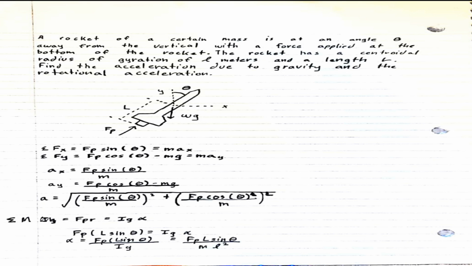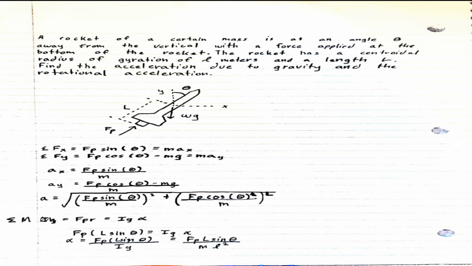For the rotational acceleration, use the radius of gyration to find the mass moment of inertia, which is the mass times the centroidal radius of gyration squared. If you take the sum of the moments from the center of gravity, you can ignore the moment produced by the force of gravity, and so the equation becomes the force applied times the moment arm is equal to the mass moment of inertia times alpha.